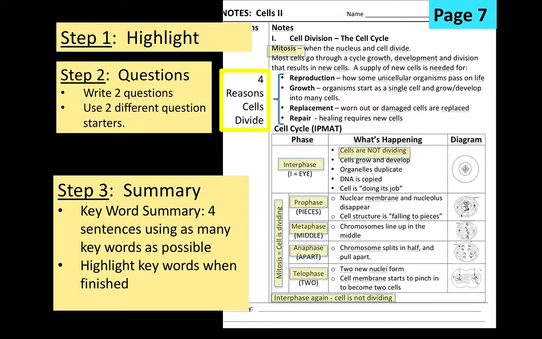All right, so before you move on, please double check that you have done all parts of this page, including please make sure you have highlighted keywords in your summary. When you're done, make sure you cap your highlighter and set it back into the green basket where you got it from. Now we're going to move on to page 6.